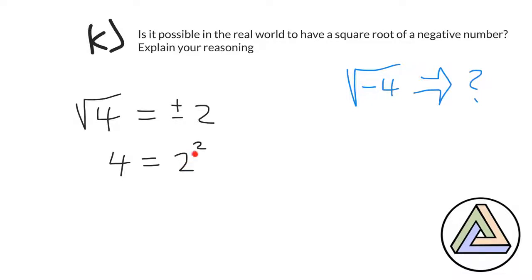And that checks out. 2 times itself equals 4, right? We could also see very clearly that -2 squared also equals 4. Okay? So the square root of 4 is positive 2, because positive 2 squared equals 4. And the square root of 4 is also -2, remembering that -2 squared equals 4.